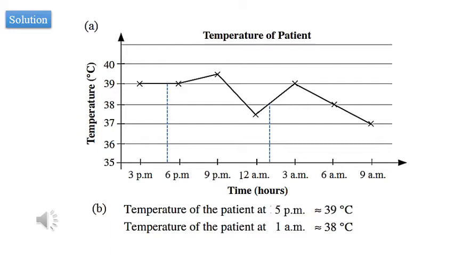The difference between 6 and 3 is 3. So there are 3 hours between 6 p.m. and 3 p.m. So make 3 equal parts of this interval. When we make 3 equal parts of this interval, then we have 4 p.m. and 5 p.m. So draw a vertical line at 5 p.m. and meet with the graph. So point of intersection of this vertical line and the graph is the temperature at 5 p.m. So temperature at 5 p.m. is 39. Similarly, the temperature at 1 a.m. is 38 degrees Celsius.